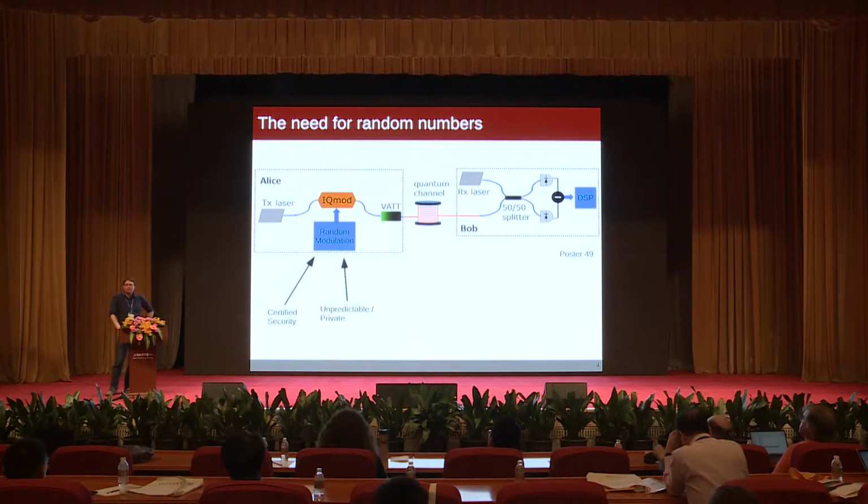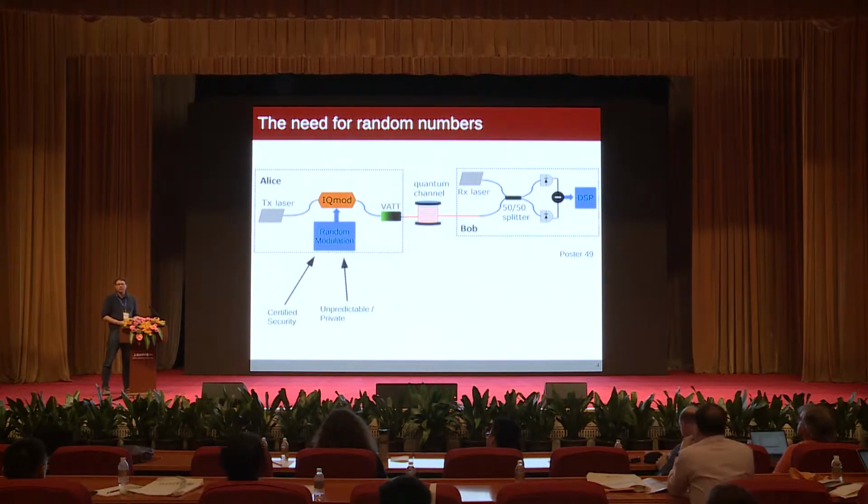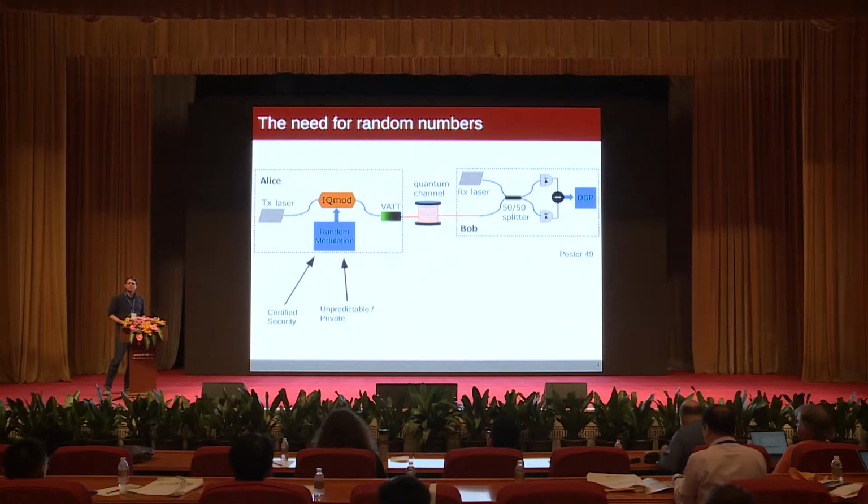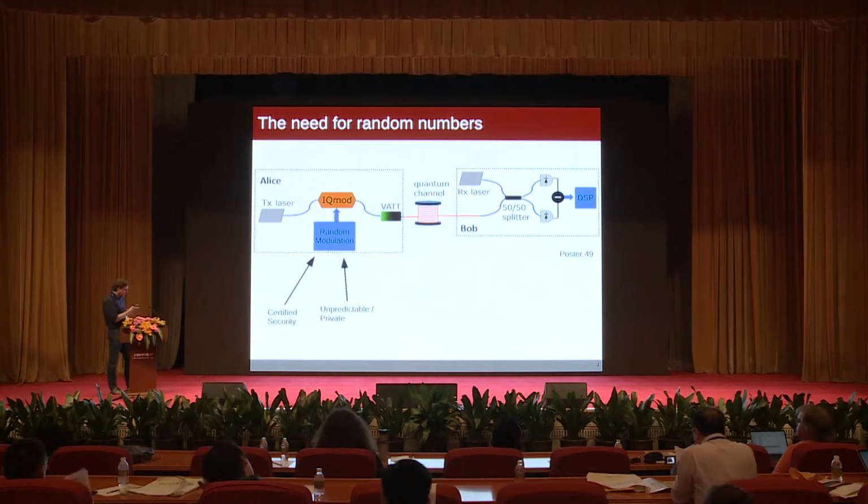We have heard in the last talks of the importance of random numbers, and let me stress it once more in the setting of quantum key distribution. So this is a continuous variable quantum key distribution system, and it's a prepare and measure system. So we need to generate random numbers to generate coherent states by randomly modulating with a modulator, and we need random numbers for these.